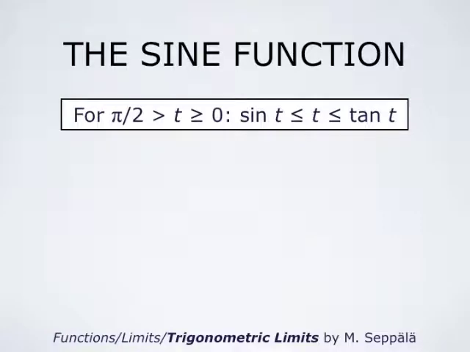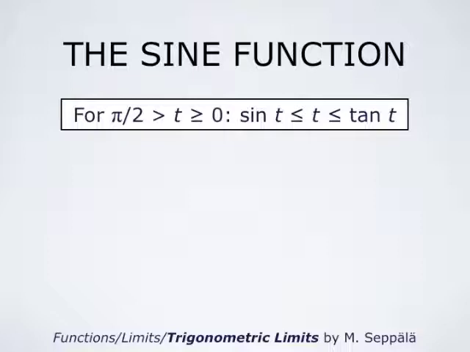Now we have everything we need for the proof of the result of this lecture. So we have seen that for t greater than or equal to 0, sine of t is less than or equal to t is less than or equal to tangent of t. Now, if t is 0, we have equality everywhere. If t is positive, we have strict inequality everywhere.